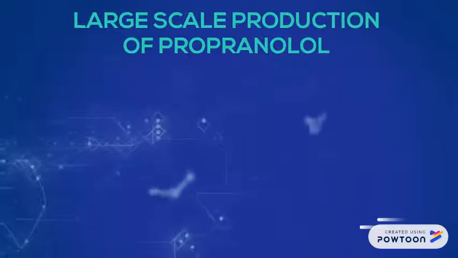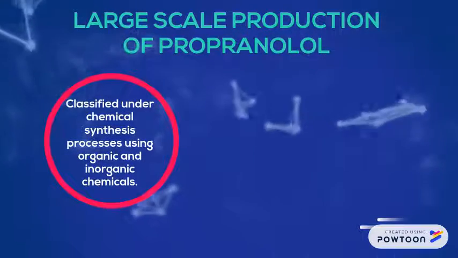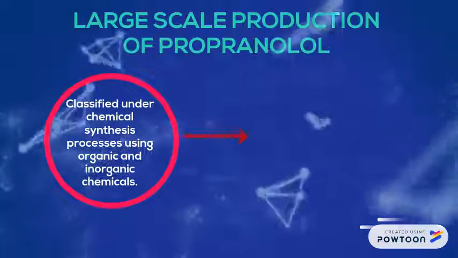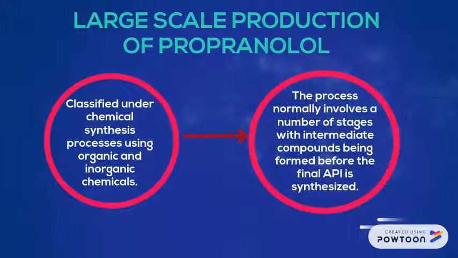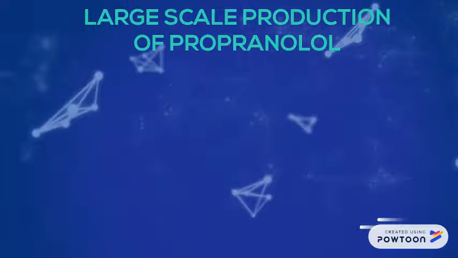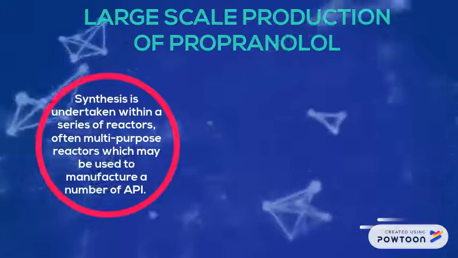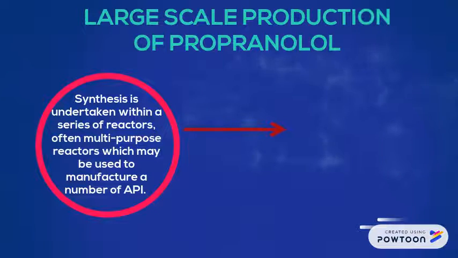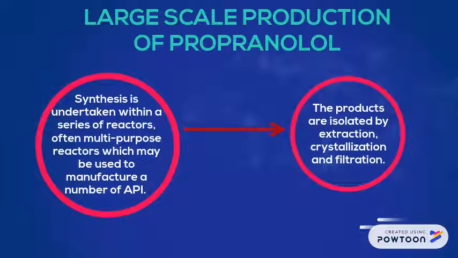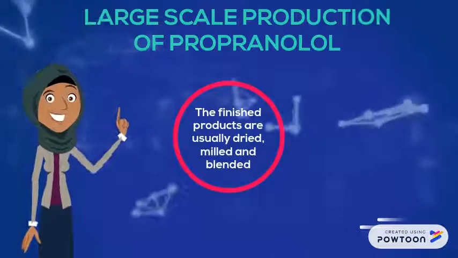In large-scale production, propranolol is classified under chemical synthesis processes using organic and inorganic chemicals. The process normally involves a number of stages with intermediate compounds being formed before the final API is synthesized. Synthesis is undertaken within a series of reactors, often multi-purpose reactors which may be used to manufacture a number of APIs. The products are isolated by extraction, crystallization, and filtration. The finished products are usually dried, milled and blended.